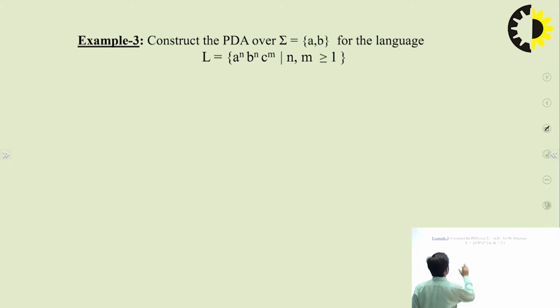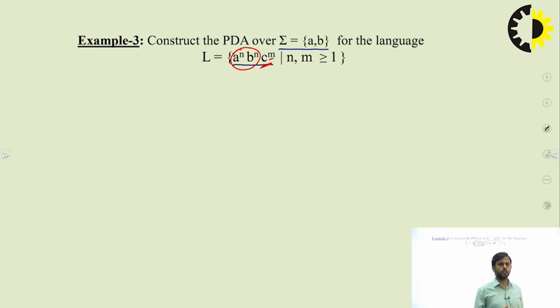Here we construct the PDA over sigma equal to {a, b, c} for the language a raised to power n, b raised to power n, c raised to power m. See here, there is a comparison only between a raised to power n and b raised to power n. There is no comparison with c, because here the power is m and there the power is n. So how do we construct the PDA?